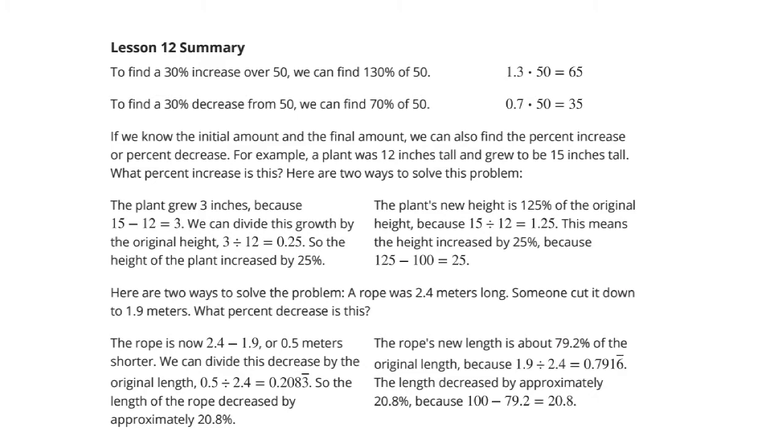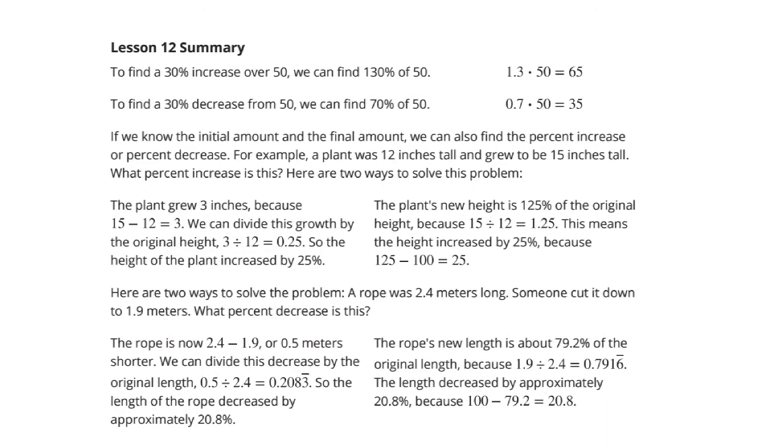For example, a plant was 12 inches tall and grew to be 15 inches tall. What percent increase is this? Here are two ways to solve the question. The plant grew 3 inches because 15 minus 12 is 3. We can divide this growth by the original height, 3 divided by 12, to be 25 hundredths, which is 25% increase. Or the plant's new height is 125% of the original height because 15 divided by 12 is 1 and 25 hundredths. This means the height increased by 25% because 125 minus 100 is 25. Two ways to solve this problem.